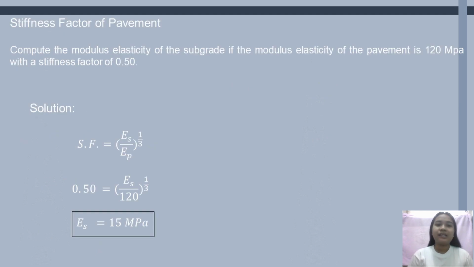Second problem will be the stiffness factor of the pavement. The problem is: compute the modulus of elasticity of the subgrade if the modulus of elasticity of the pavement is 120 megapascal with a stiffness factor of 0.50.